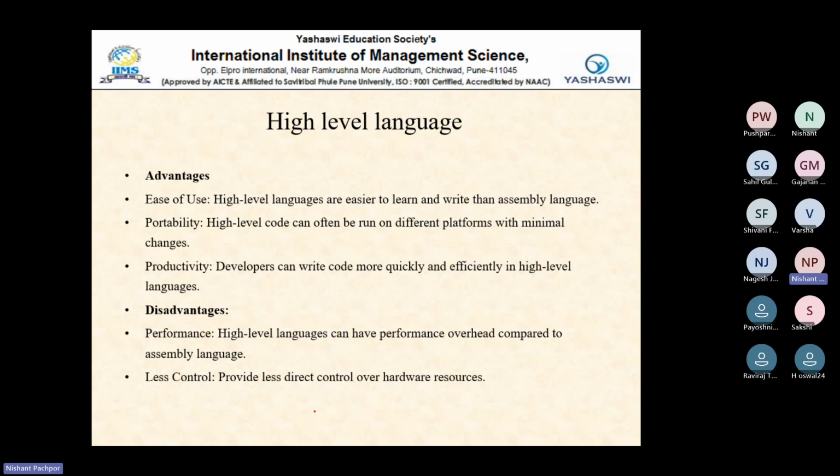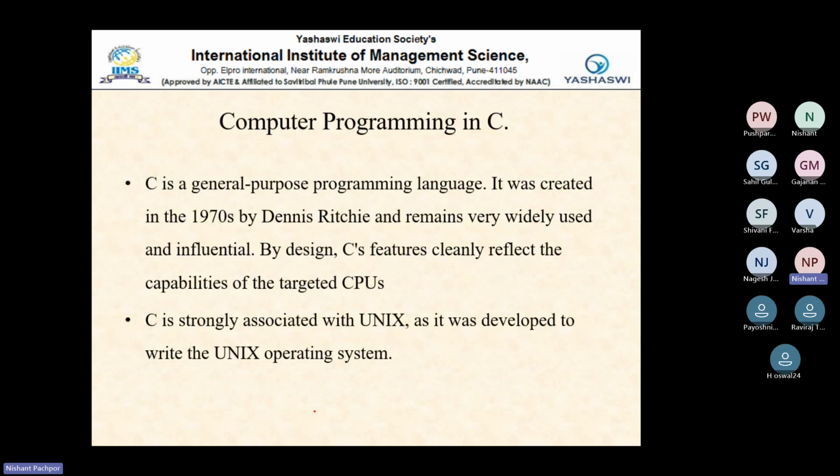Less control: machine language provides direct control over the hardware resources. That is the main advantage of machine language, as it connects directly with the hardware when you write the code. So that's why it is faster as compared with the higher level language. So these are some advantages and disadvantages of higher level languages. Now we learn a new higher level programming language, that is, computer programming in C.